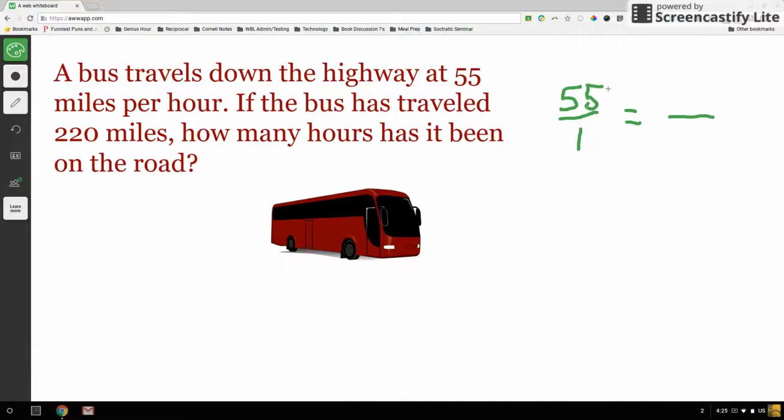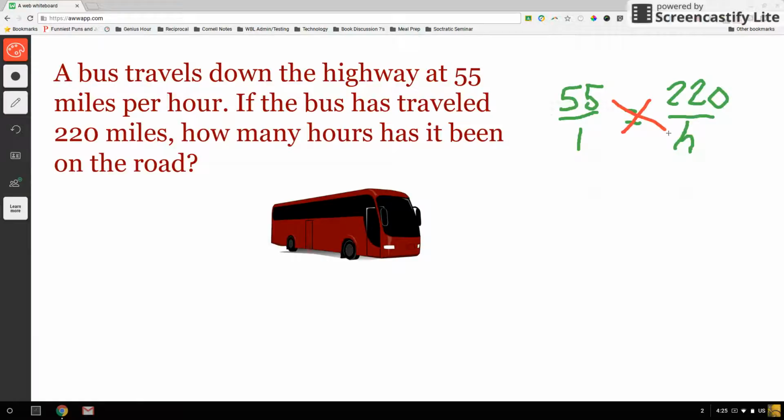Now on the other side, if I put the miles on top and the hours on the bottom, I have to do the same on the other side. I know the miles, which is 220, so I put that on the top. Then we're trying to find the hours, and I'm going to use h as my variable on the bottom. So I set this up, and then I use some cross multiplication.